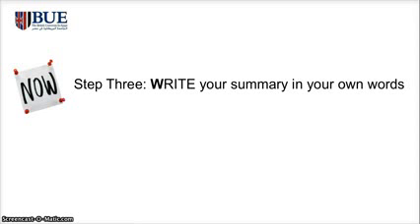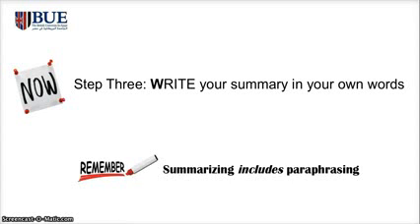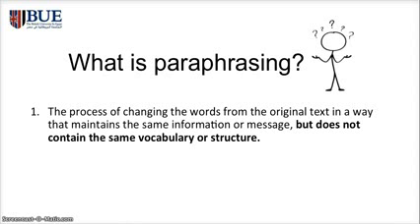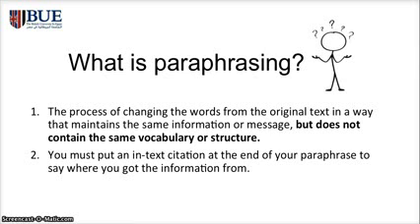The final step is to write your summary in your own words. Remember, summarizing includes paraphrasing. Paraphrasing is the process of changing the words from the original text in a way that maintains the same information or message, yet does not contain the same vocabulary or structure. You must also put an in-text citation at the end of your paraphrase to indicate where the information came from.